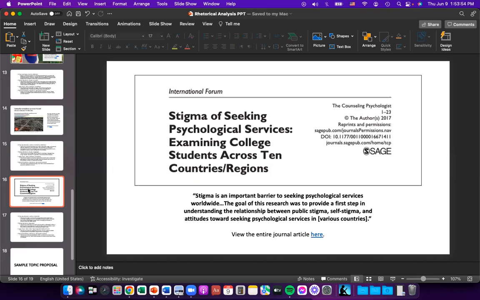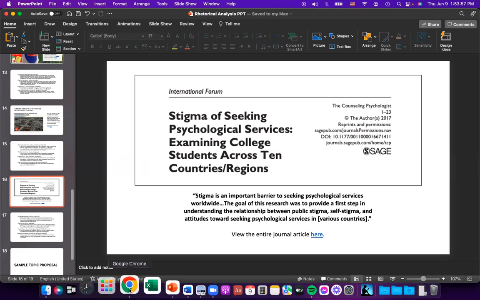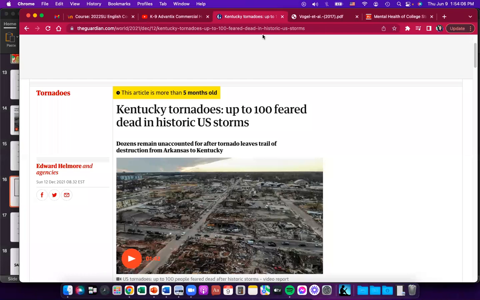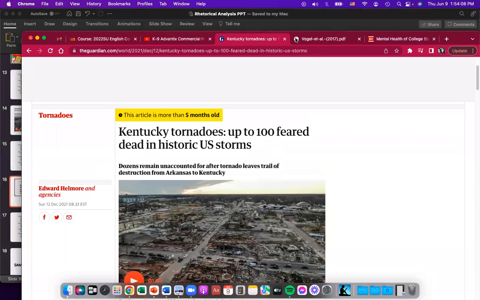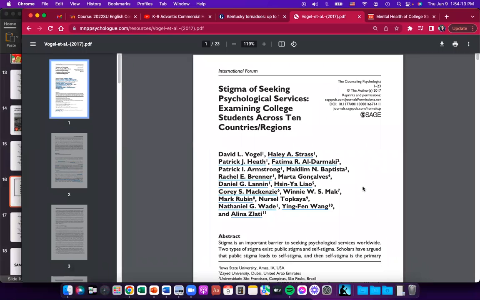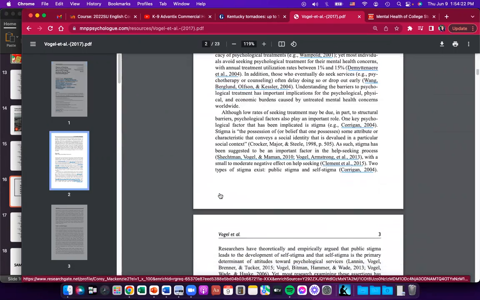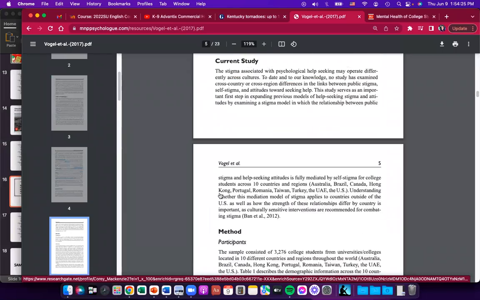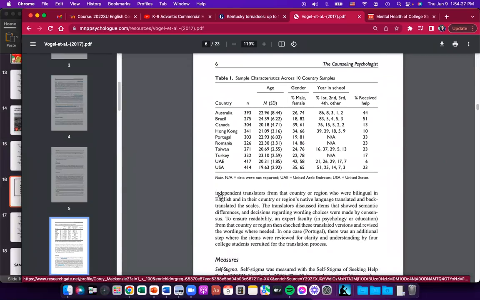This is a journal article that you can find online. I'm not going to let you do journal articles for this first essay. However, I still want to show you an example. You can find this journal article again on the PowerPoint at the link that I give you. This is talking about stigma with people looking for psychiatric, psychological services, and these are across different countries. You do not have to read this whole article. You absolutely do not.